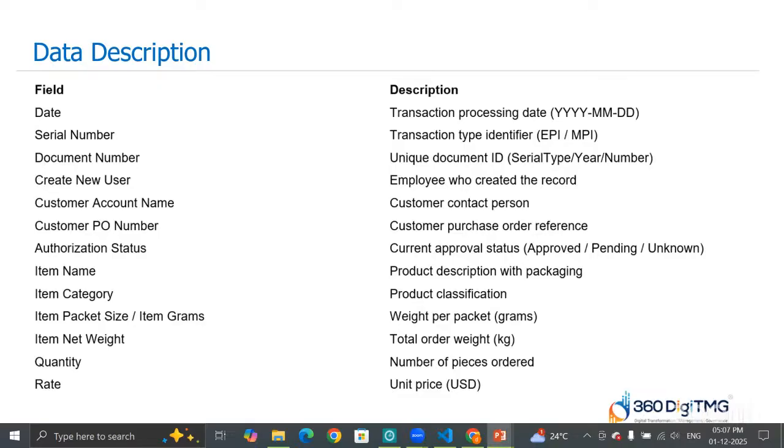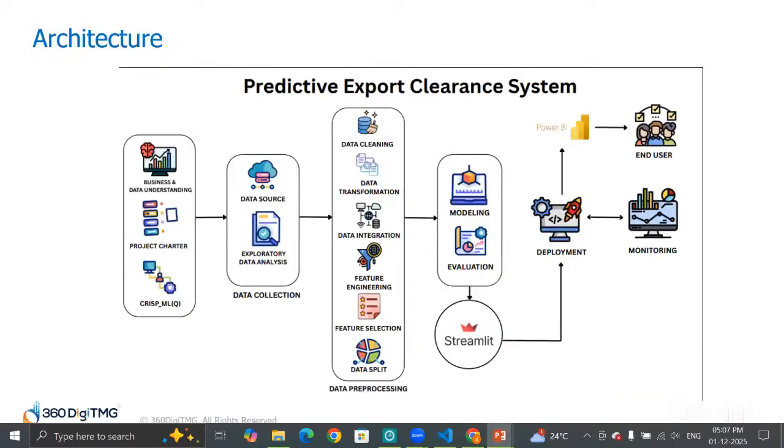Let us look into the basic architecture which we followed, the full pipeline for how the system works. The first step is business and data understanding. We first studied the business rules, compliance parameters, and stakeholder pain points. Once that was done, our next focus was on data collection and EDA as well.